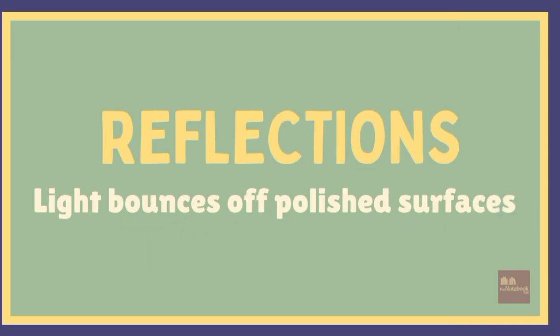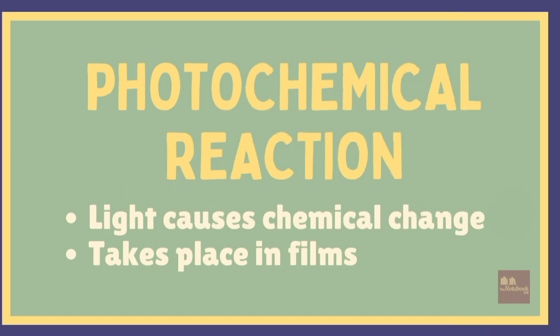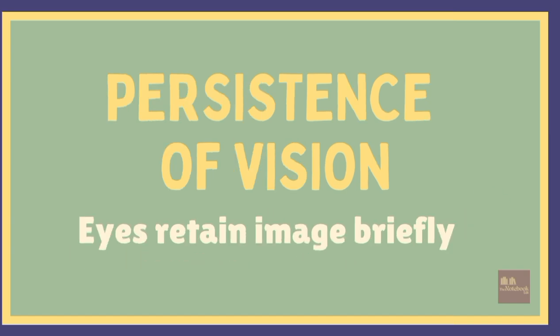Then we have reflection. Light bounces off polished surfaces. We have the photoelectric effect, where the light energy creates electric charges. So when the sensor converts the light energy into charges, the photoelectric effect takes place. Then there is photochemical reaction, which happens in films because the light causes chemical changes, hence a film can capture your image. Next is persistence of vision, which is that the eyes can retain the image briefly.